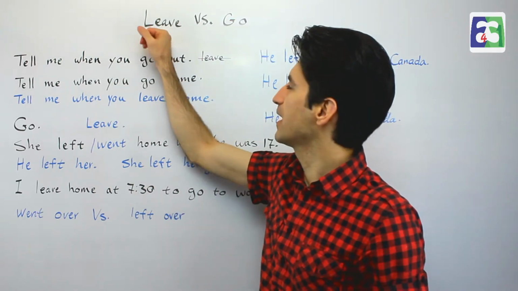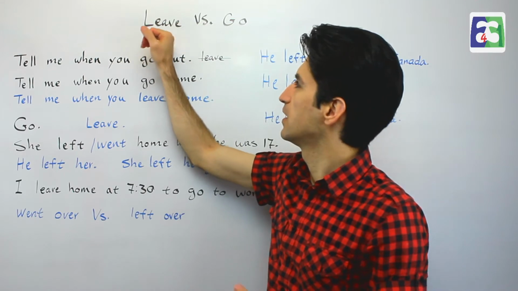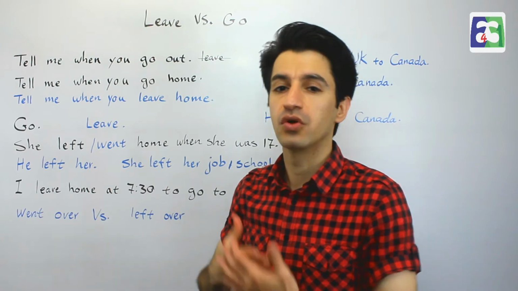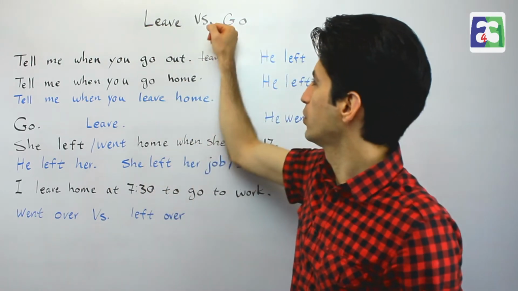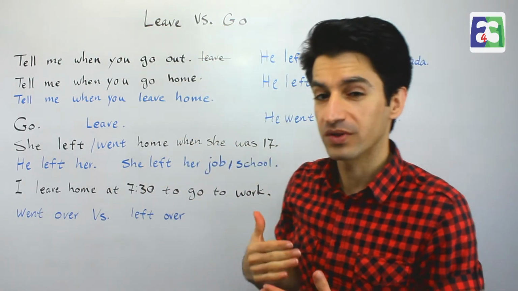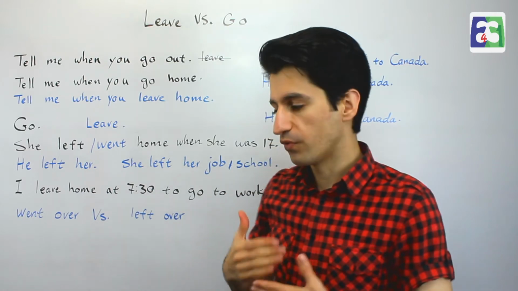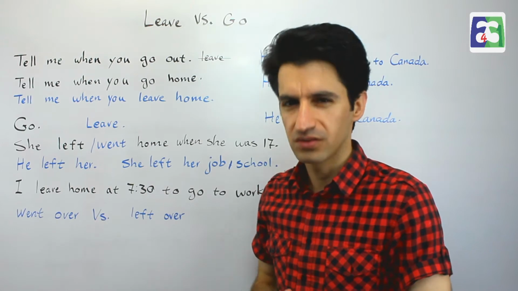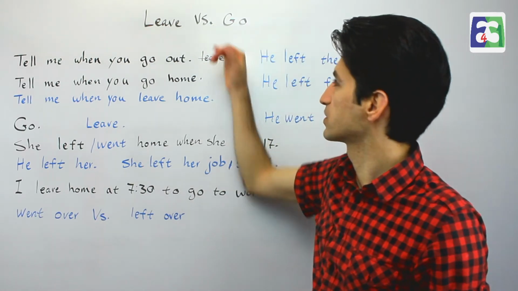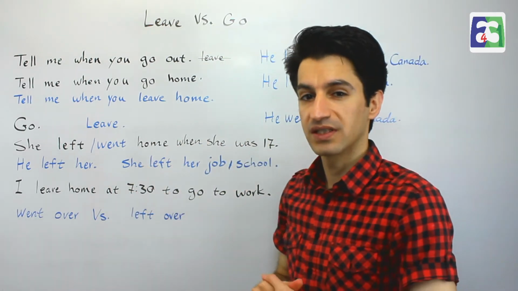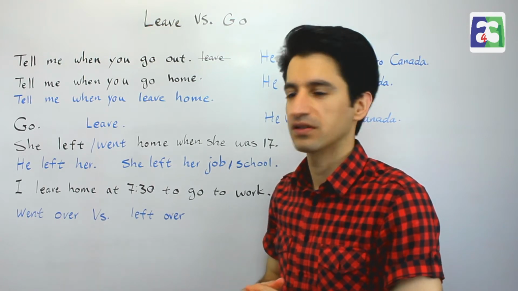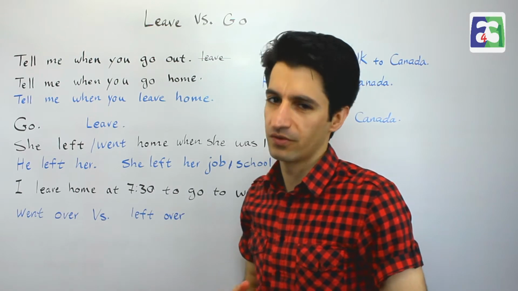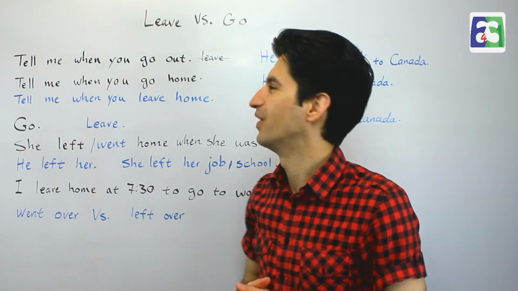Leave is mainly focused on the place that you're going away from. But go is focused on the journey, where we focus on the destination, the place that we are going to. So go is focused on the place that we're getting closer and closer to. But leave is the place that we're getting away from. We're getting more distant.